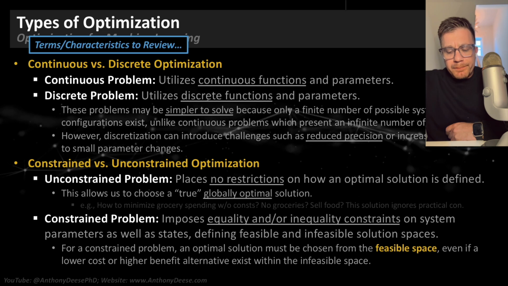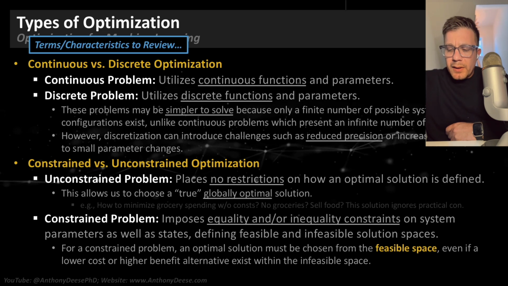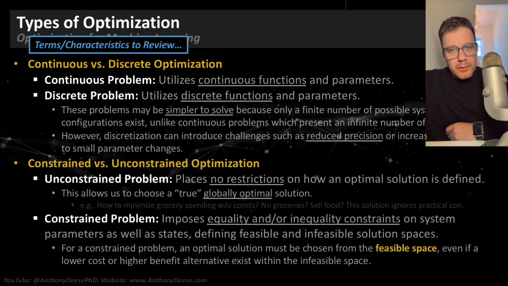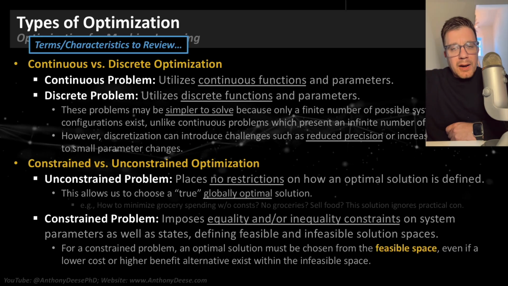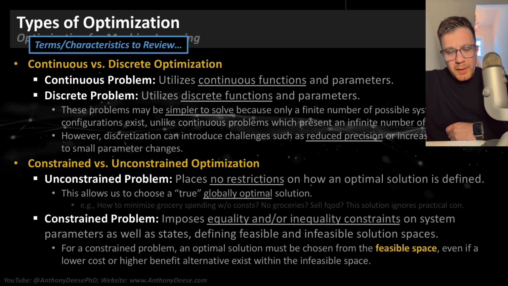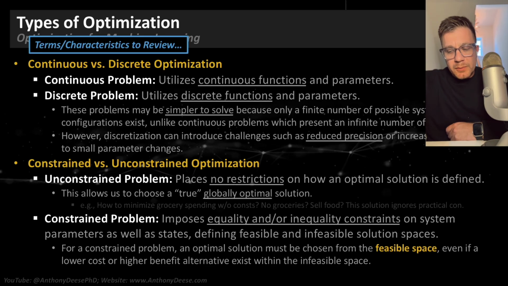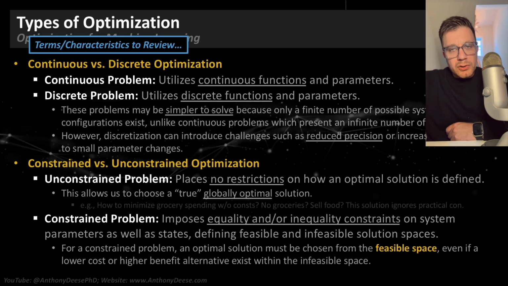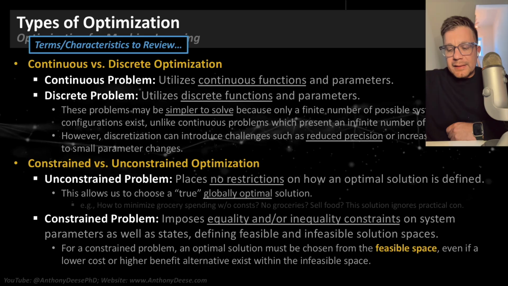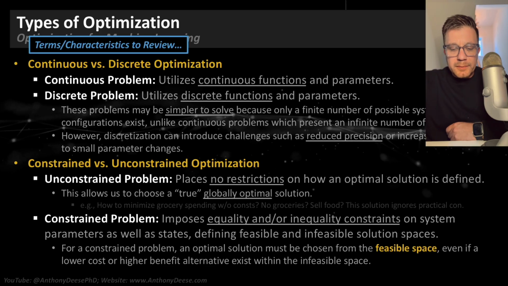A constrained problem imposes equality and or inequality constraints on system parameters as well as states, and these define feasible and infeasible solution spaces. For a constrained problem, an optimal solution must be chosen from the feasible space, even if a lower cost or higher benefit alternative exists within the infeasible space.